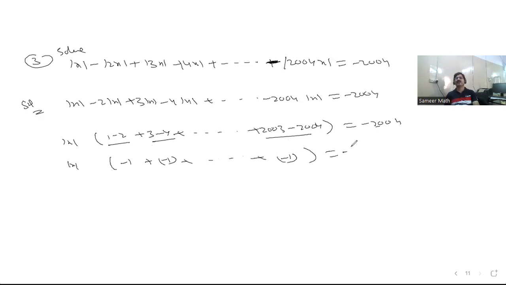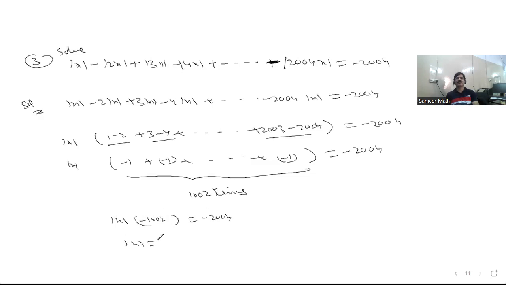How many times, sir? How many times? Exactly half of this. 1002 times. So mod x 1002 times minus. So minus 2004. Cut it. Mod x is equal to 2. X is equal to how much? Plus or minus 2.